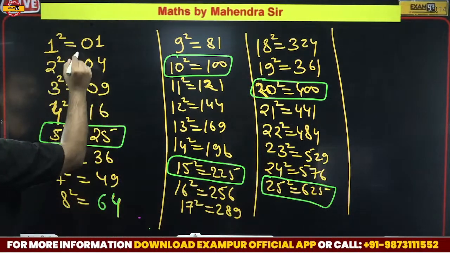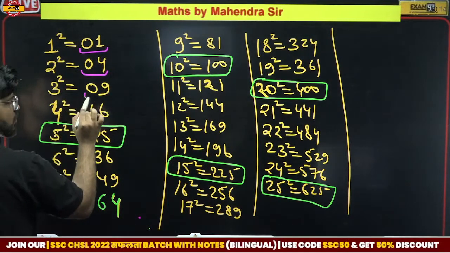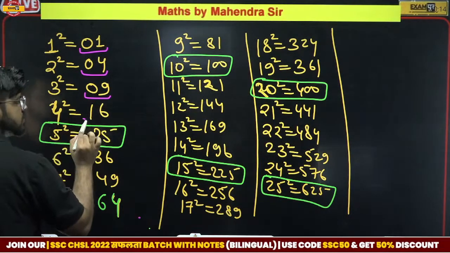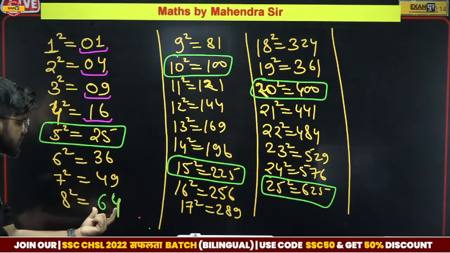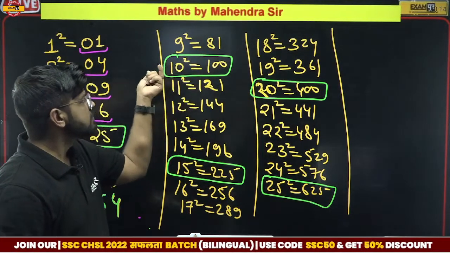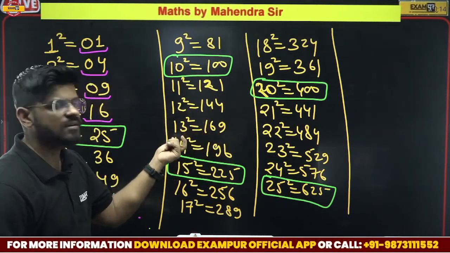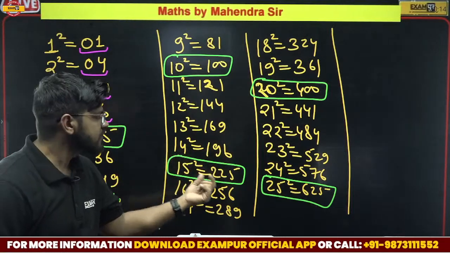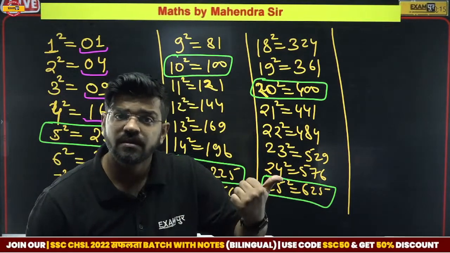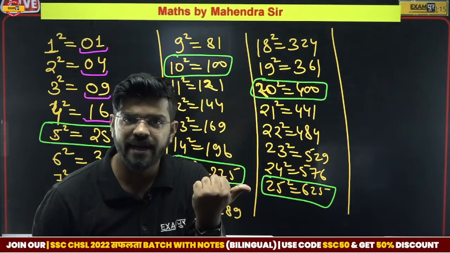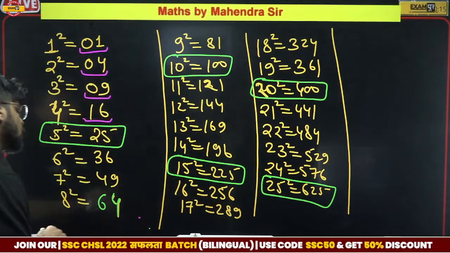Just remember these. So 01 comes in the square of 1, 04 will come in the square of 2, 09 will come in the square of 3, 16 will come in the square of 4, 36 in 6, 49 in 7, 64 in 8, 81 in 9, 21 in 11, 44 in 12, 69 in 13, 96 in 14, 56 in 16, 89 in 17, 24 in 18, 61 in 19, 76 in 24. Clear? Now, what's the trick, sir?